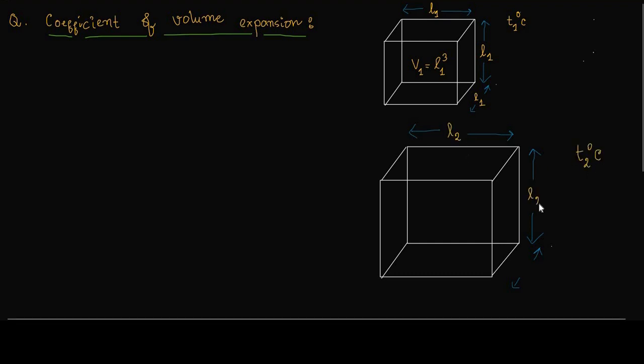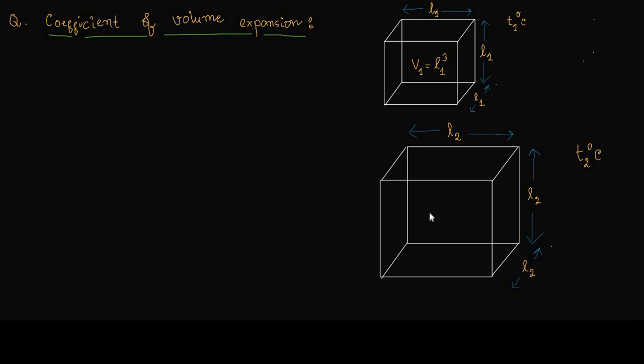The length of each side increases to L2. Let L2 be the final length of each side of the cube. The final volume of the cube becomes V2, which is L2 cube. V2 is equal to L2 cube, which is the final volume of the cube at the final temperature T2 degree C.